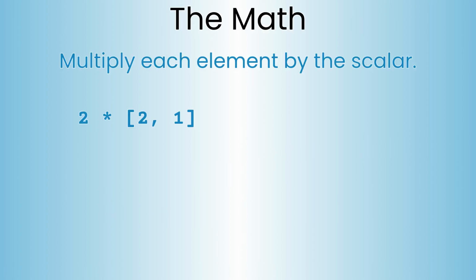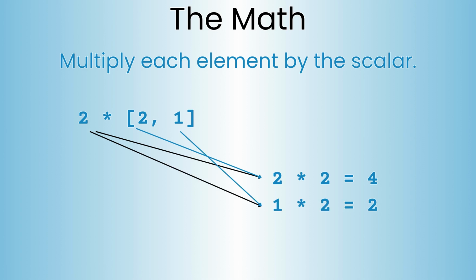And the math behind it, as you would expect, is super simple. We just multiply every element in the list by that scalar. 2 times a vector, that is, we multiply each element with 2. 2 multiplied by 2 and 1 multiplied by 2, which gives us a new scaled vector 4, 2.